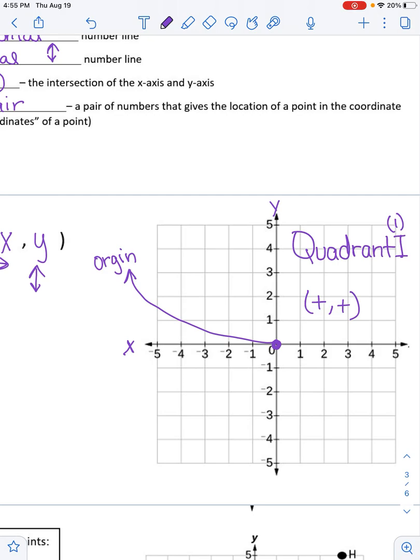Looking at the quadrant right next to it, this is known as quadrant 2. Again, I like to use Roman numerals, but it's the same thing as the number 2. In quadrant 2, if you notice, my x values are negative, but my y values are still positive. Okay, then we go down. This is quadrant number 3.